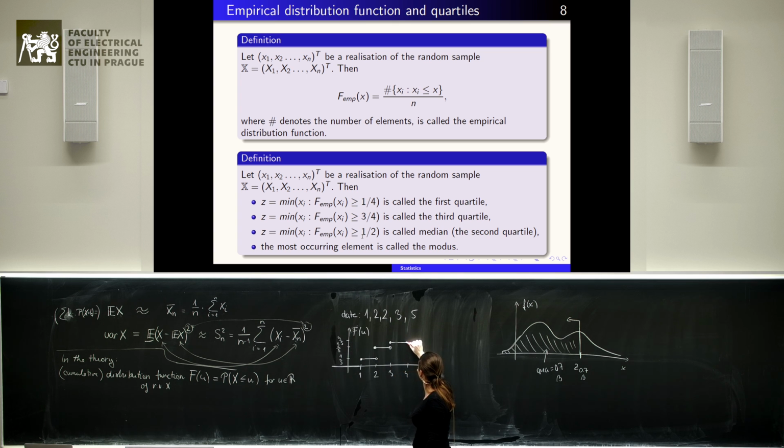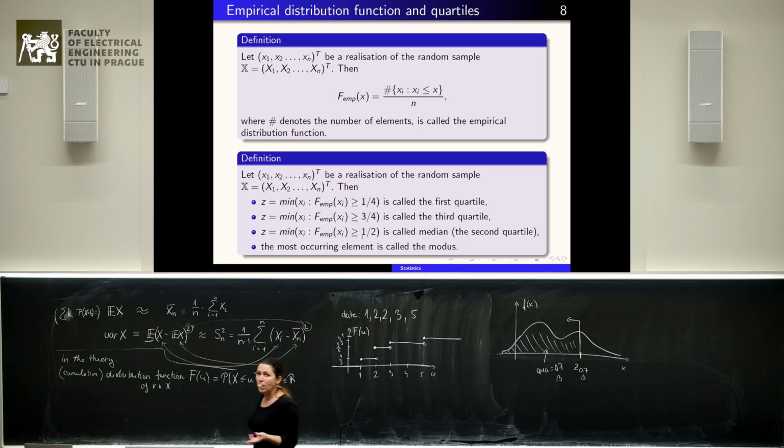And the probability that the chosen number is less or equal to 5 is equal to 1, because all the values we can choose from our sample are less or equal to 5. The same holds for all numbers greater than 5. Yeah? So in fact, this distribution function is constructed as the distribution function of a discrete random variable, where all these values are taken with the same probability, 1/5.